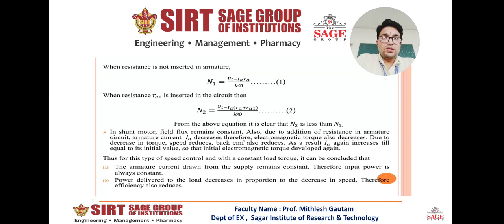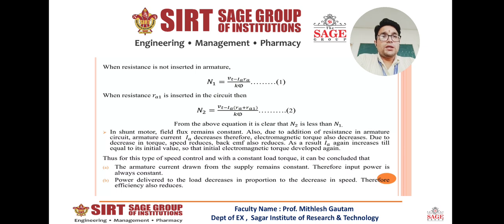From this, when the resistance is not inserted in the armature, then N1 = (Vt - IaRa)/Kφ. And when an external resistance Ra1 is inserted in the circuit, then N2 = (Vt - Ia(Ra + Ra1))/Kφ.